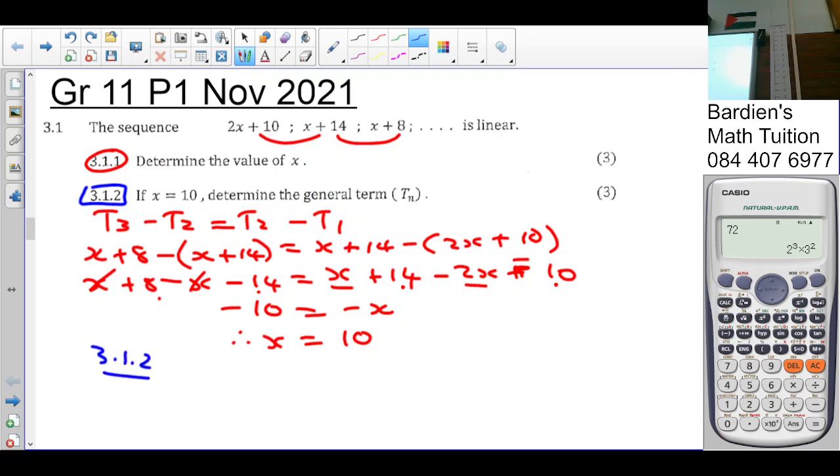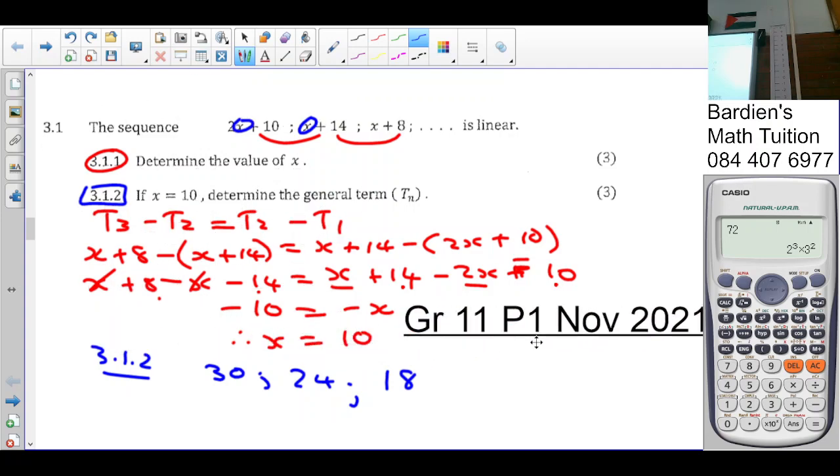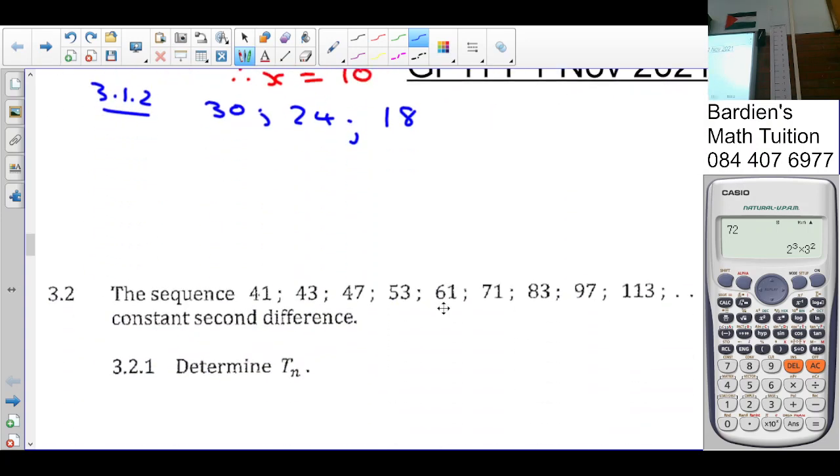3.1.2, so your positive mark, you want to apply it. If x equals 10, determine the general term. If x is 10, then it's going to be 2 times 10, which is 20, plus 10 is 30. 10 plus 14 is 24, and 10 plus 8 is 18. So there are my first 3 terms, which I can then use to calculate my general term.